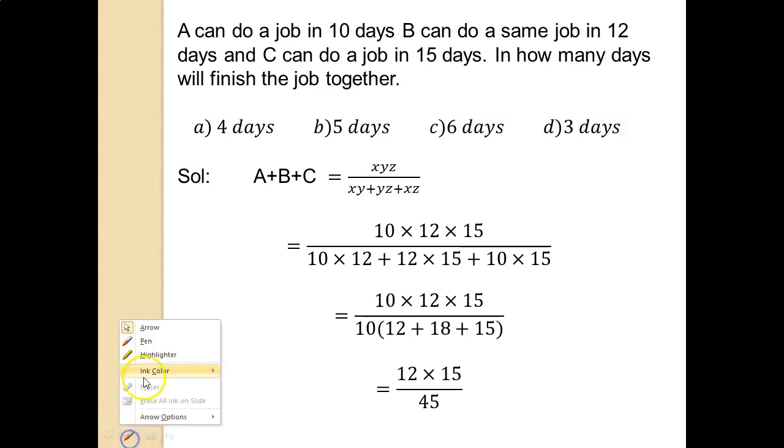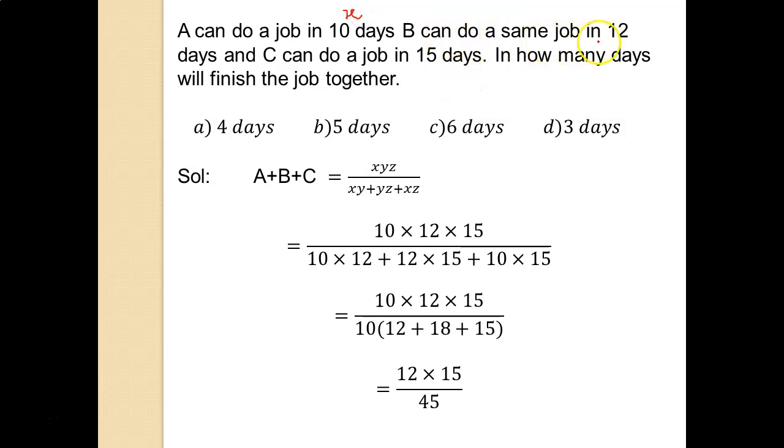Now, for such a type of problem, use the formula A plus B plus C is equal to xyz upon xy plus yz plus xz. What is xyz? Now A can do a job in 10 days, so consider 10 days as x.